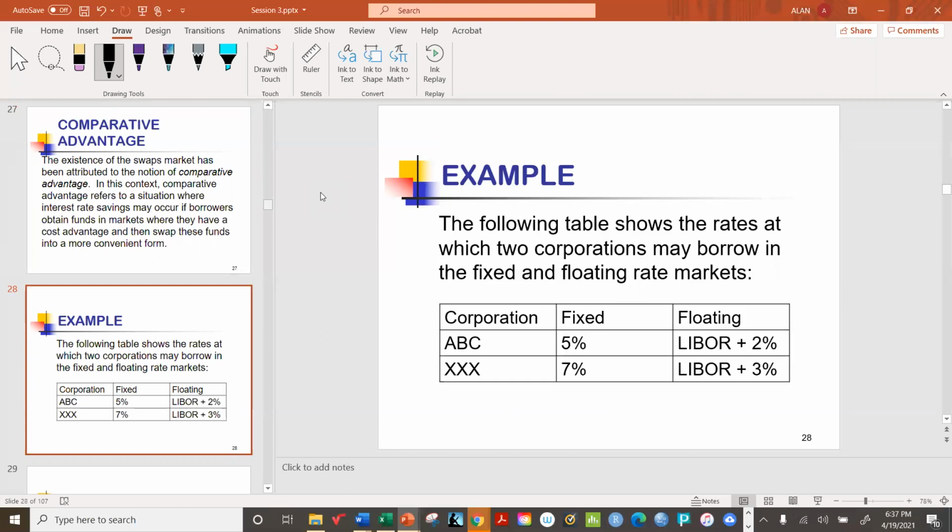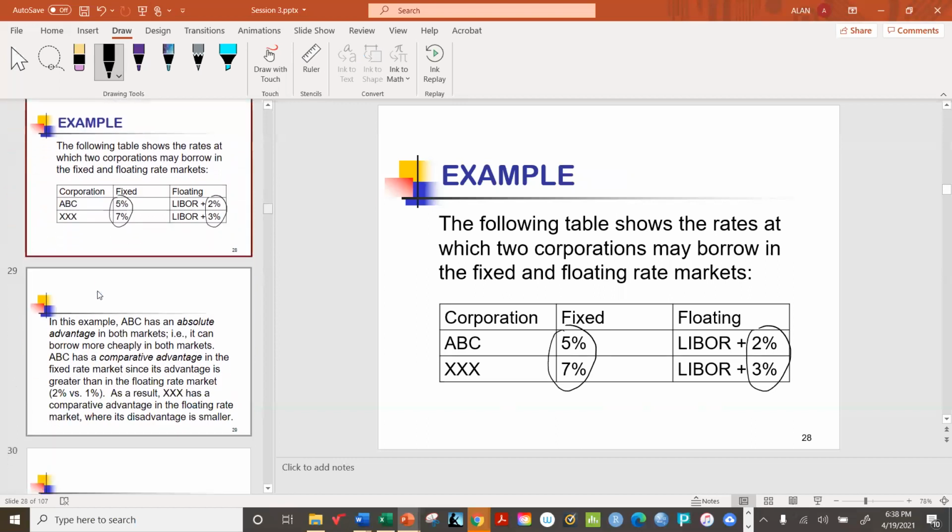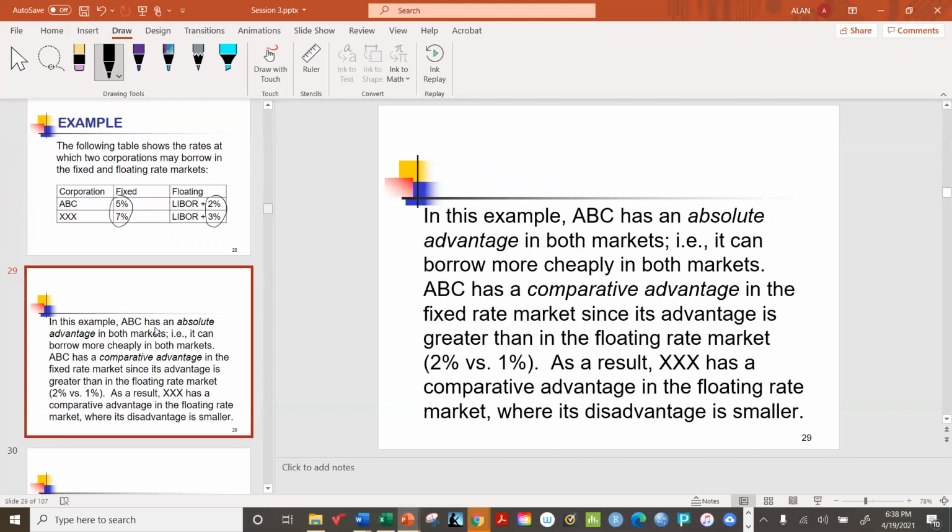But if you notice, ABC's advantage is more pronounced in the fixed rate market. They have an advantage in the floating rate market, but it's not quite as large. So we would say in economics that ABC, and you may have heard of this if you've ever taken an economics class, ABC has an absolute advantage in both markets.